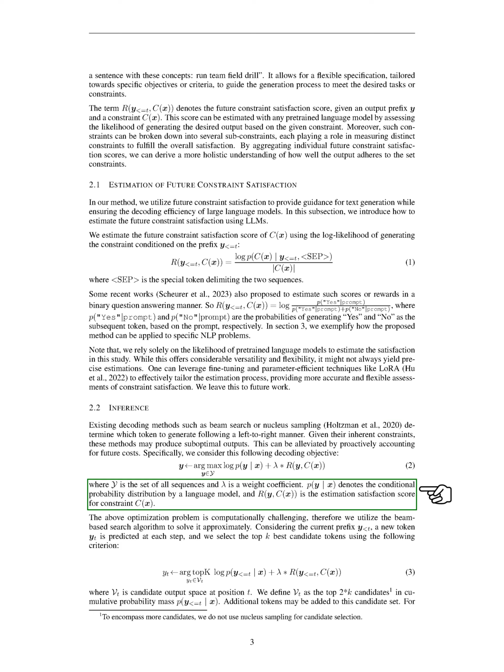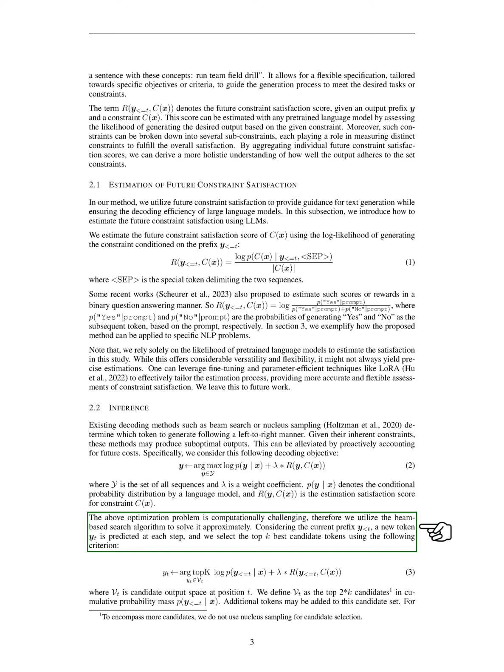p(y|x) represents the conditional probability distribution by a language model, and r(y, c, x) is the estimated satisfaction score for constraint c, x. This optimization problem is computationally challenging, so we use the beam-based search algorithm to solve it approximately.